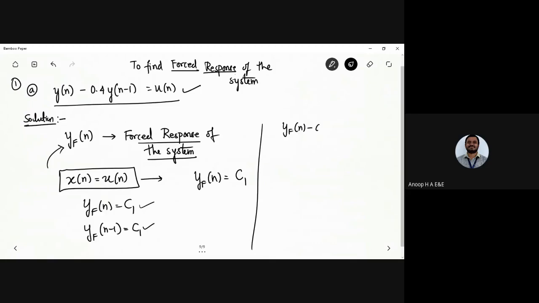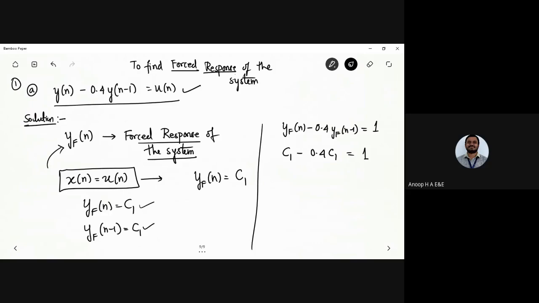Now let me rewrite the given equation. yf of n minus 0.4 times yf of n minus 1 is equal to 0. So c1 minus 0.4 c1, and I can make a slight change here. I was about to write c1, but depending on the input equation, I can call this constant 1 here.